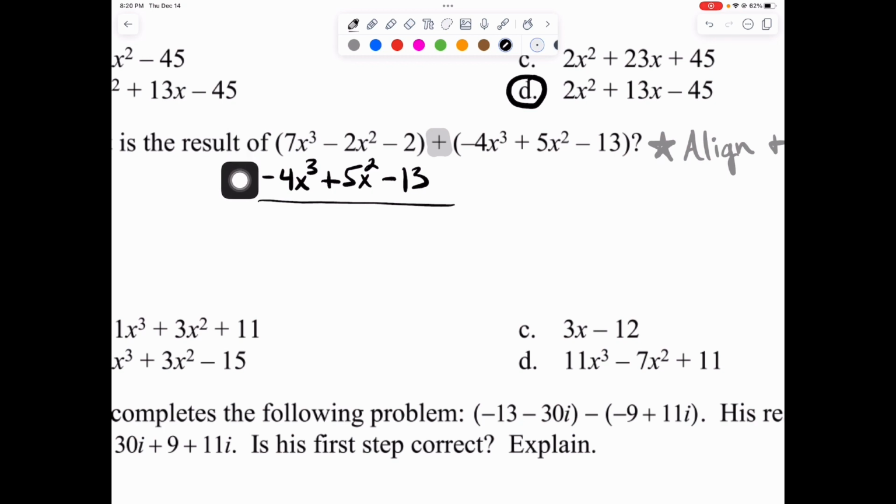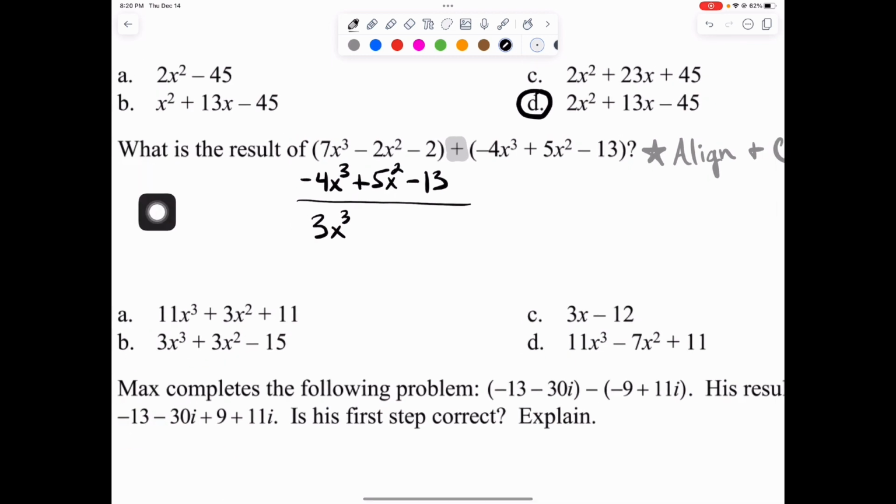7x cubed minus 4x cubed gives us 3x cubed. I'm just going to zoom out for a moment because once we have combined one set of like terms, what do we notice? B is our only answer choice. However, let's just work through. Negative 2x squared plus 5x squared still gives us a positive 3x squared, and negative 2 minus 13 gives us negative 15. Again, B is your answer.